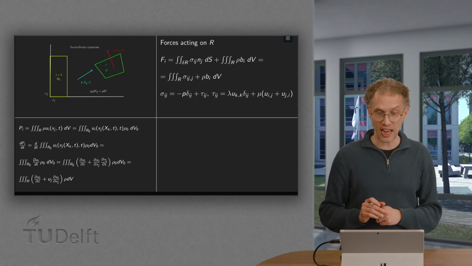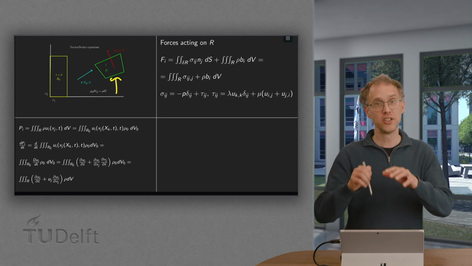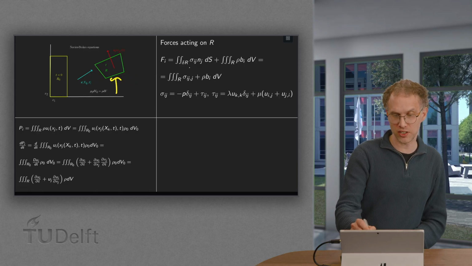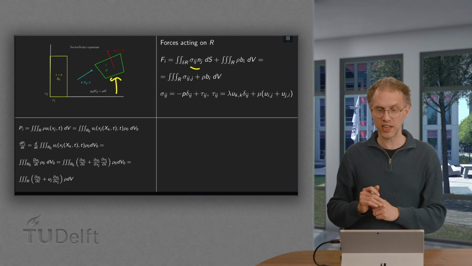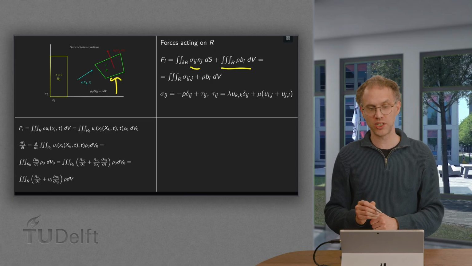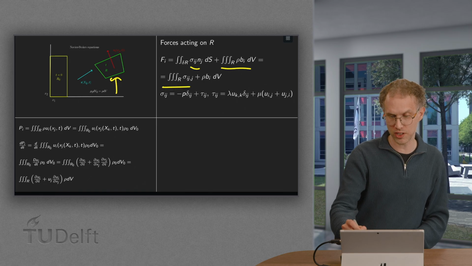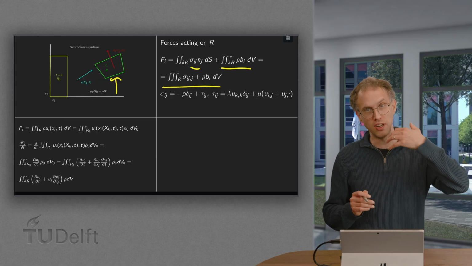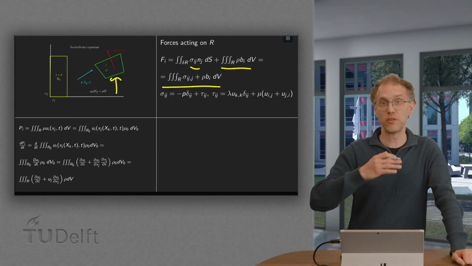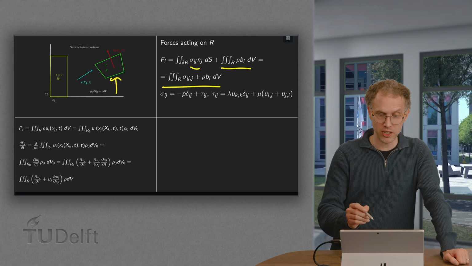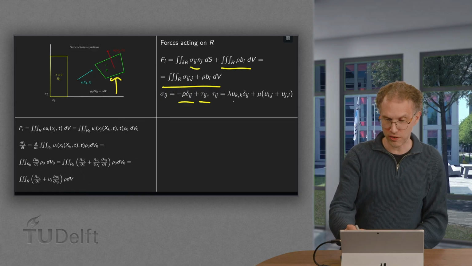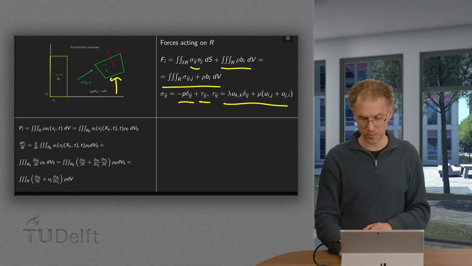Then force balance, forces acting on R. So if you have the stress tensor, the total force acting on R is given by the stress tensor integrated over the surface surrounding it, plus possibly some body forces. Using the divergence theorem, we can convert this into one integral. And now we are starting to diverge from the path we took for the other equations, because now our sigma_ij is not just minus pressure delta_ij, but we have some general tau_ij added to it, which has this form with two parameters, lambda and mu.